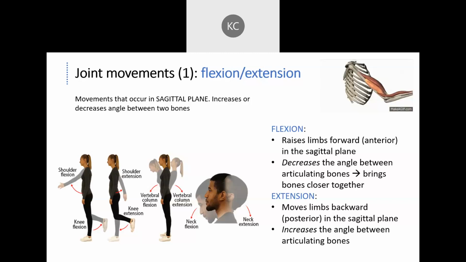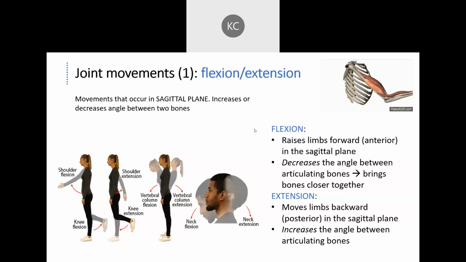So the first set of movements is flexion and extension, and these occur in a sagittal plane, right? You define flexion and extension by what happens to the angle between bones whenever the movement occurs. In flexion, you decrease the angle. In extension, you increase the angle, all right?